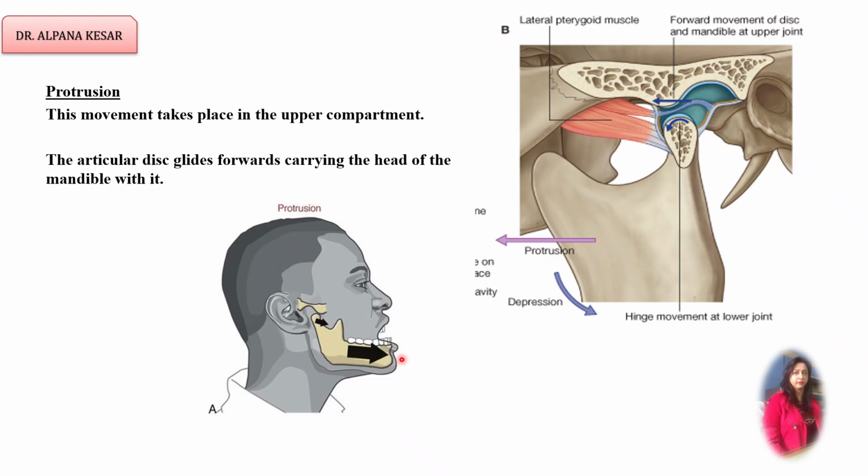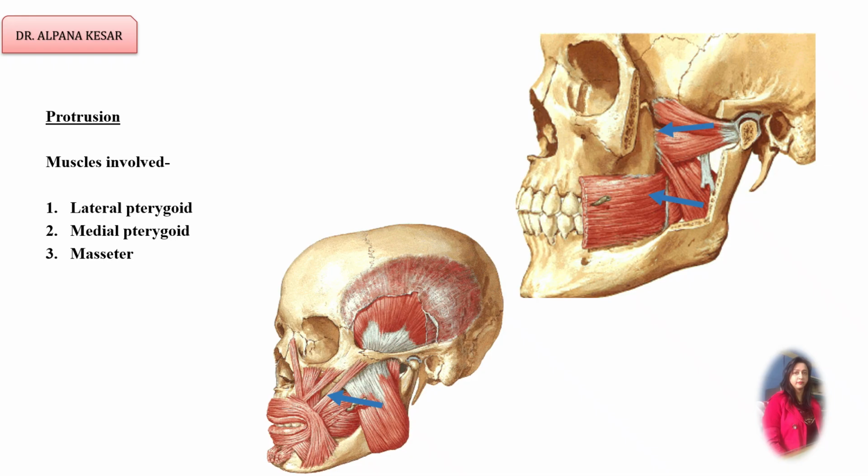Protrusion or the forward movement of the mandible is the movement that takes place in the upper compartment of the temporomandibular joint. The articular disc, along with the head of the mandible, glides forwards, taking the mandible along with it. Muscles involved in bringing about protrusion include lateral pterygoid muscle, medial pterygoid muscle, and masseter.